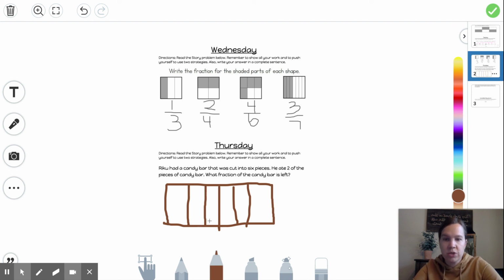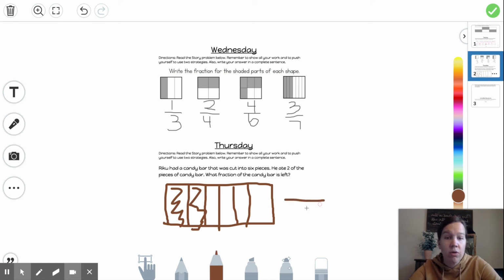So I'm going to count these up. I have 1, 2, 3, 4, 5, 6. That's how many pieces he broke it up into. So I showed that part of my math. Now he ate 2 of those pieces. So I'm going to just color those in because they're gone. That piece has been eaten, and this piece has been eaten. So I have 1, 2, 3, 4 pieces left.